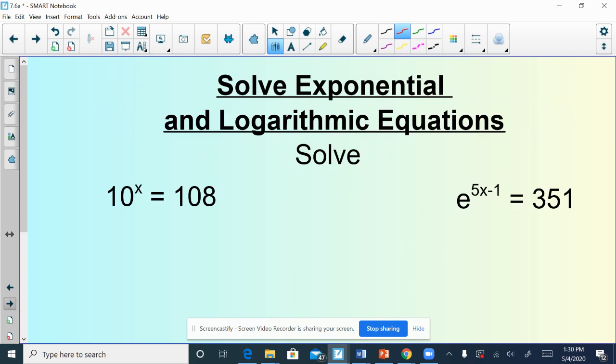These ones are actually easier than the last thing. We have 10 to a power. Well, what undoes 10 to a power? Log base 10. We don't write log base 10 because if there's no number there, we know it's 10. If I do it to one side, though, I have to do it to the other side. I can actually do log base 10 of 108 by typing in log 108, and that is 2.033.